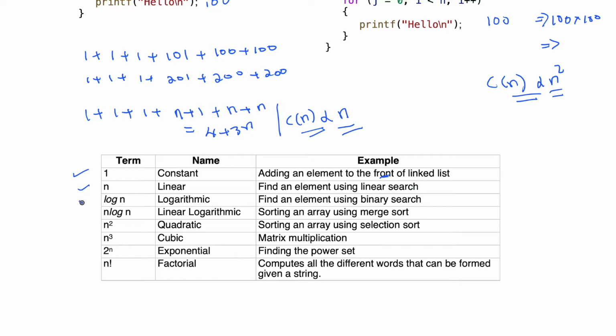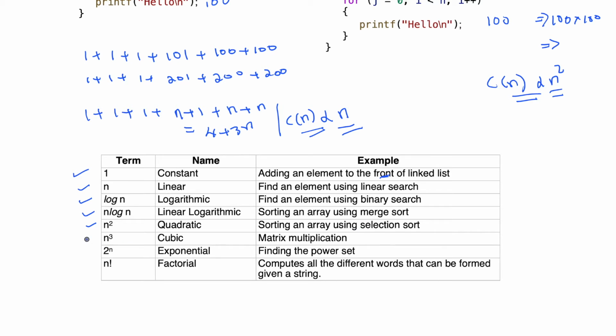The third one is log n, or logarithmic time complexity. One example for logarithmic time complexity is finding an element using binary search. The next one is n log n, or linear logarithmic. An example for a linear logarithmic algorithm is sorting an array using merge sort. And the next one is n square, that is quadratic time complexity. An example for such an algorithm is sorting an array using selection sort.